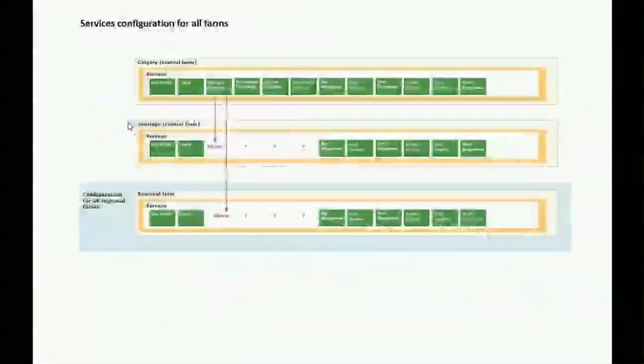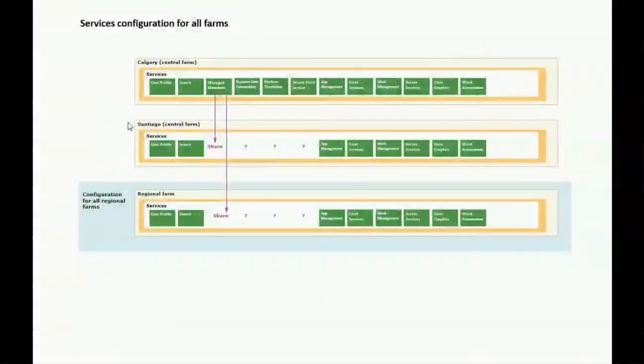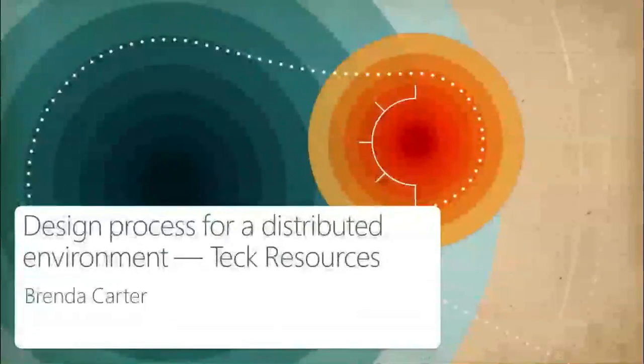So just to wrap up, this is kind of a mock-up of the services configuration for a distributed environment where the superset of services are, and then which ones get shared and which ones are deployed. So this last category is just kind of a stamp of, all the regional farms are going to probably look identical with this set of services. So this is a Visio file. If you think this would be valuable for your planning process, come leave me your business card. I can clean it up, take out the tech resources data, and send you something similar.